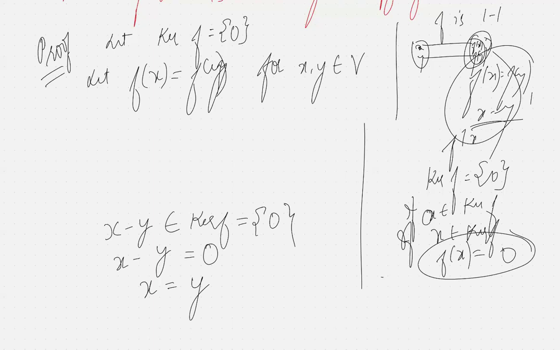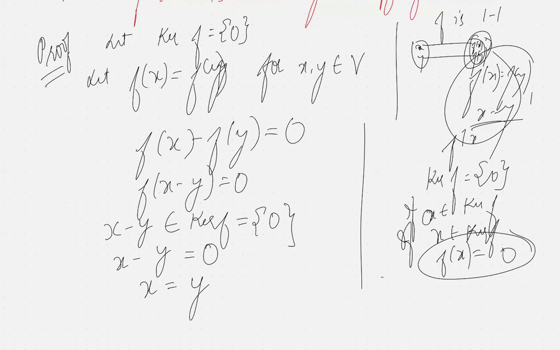That's the next step. If x minus y belongs to kernel f, before that, this would happen if f of x minus y is equal to 0. Now, f of x minus y would be equal to 0 if f of x minus f of y is equal to 0, since f is a linear transformation. Next, we can take this to either side and write it as f of x equal to f of y.